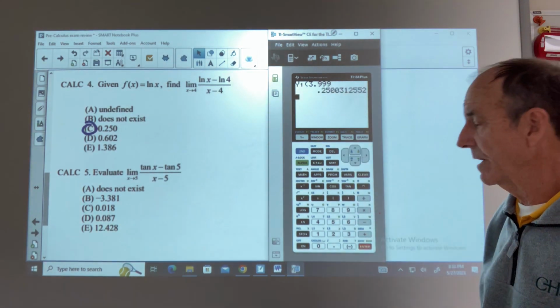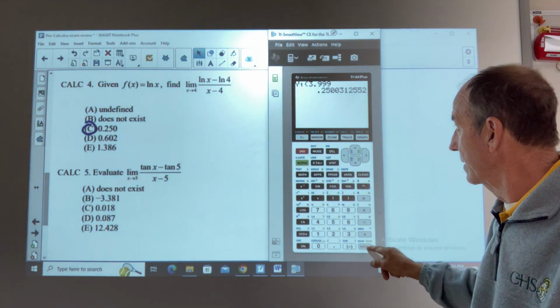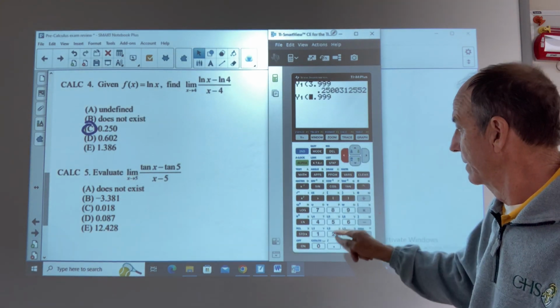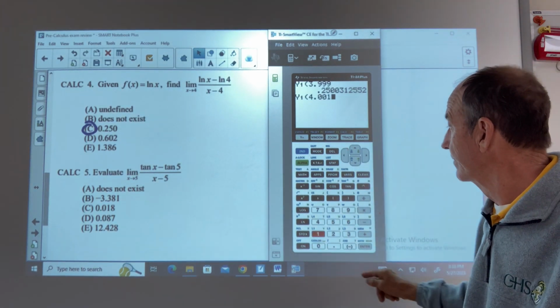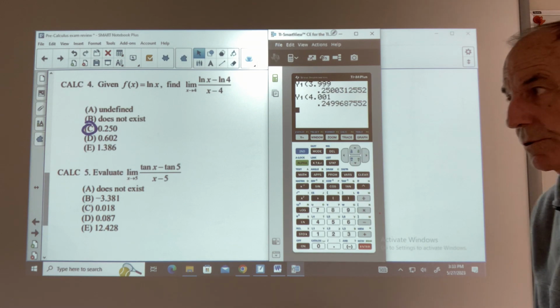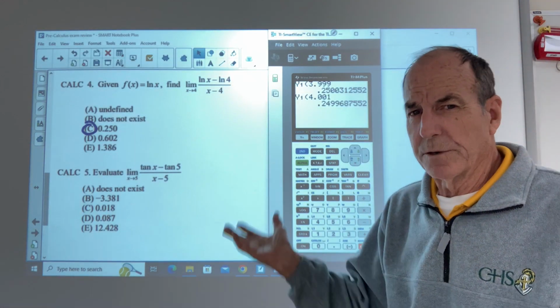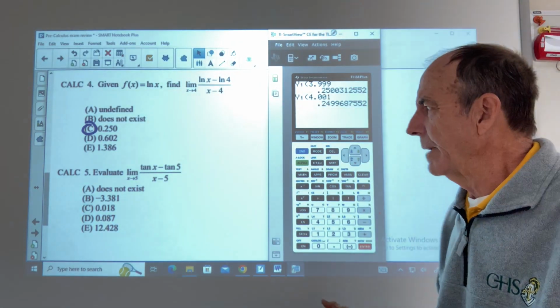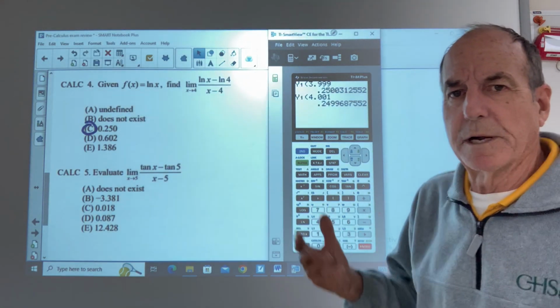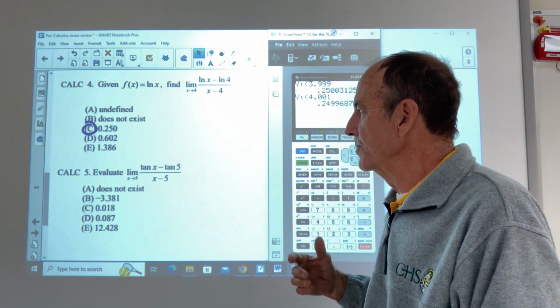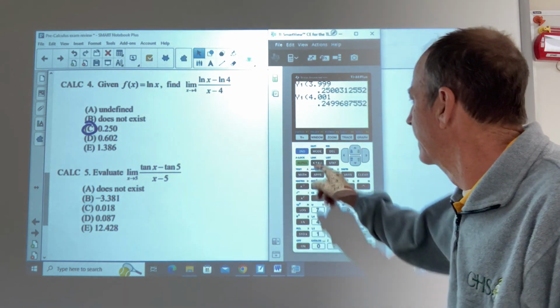And again, you see that value. Or y1 of 4.001. Okay, again, you see the value close to a quarter. Either way you do it, graphing or from the home screen. I sort of prefer the home screen for mine. That's the way I've done it all the time for these limit problems. Okay, let's go to number 5.